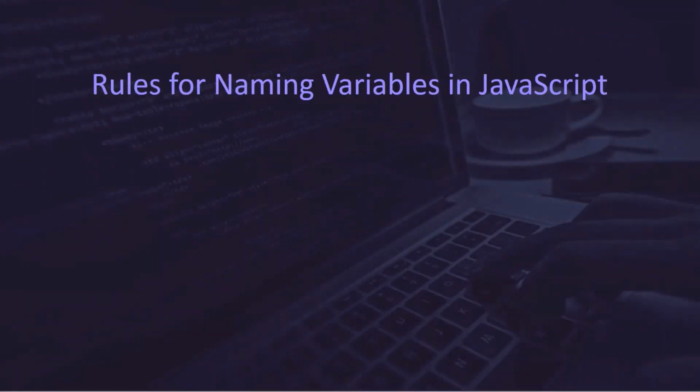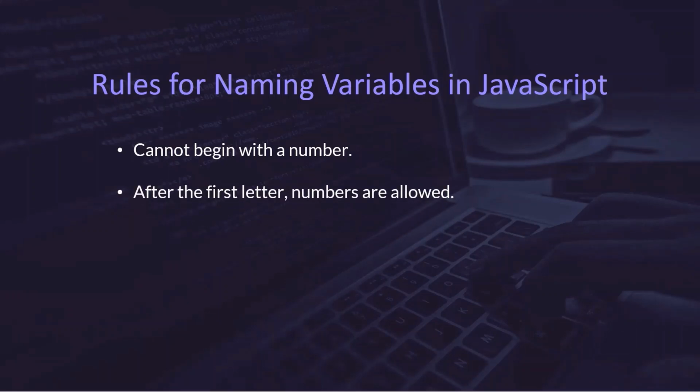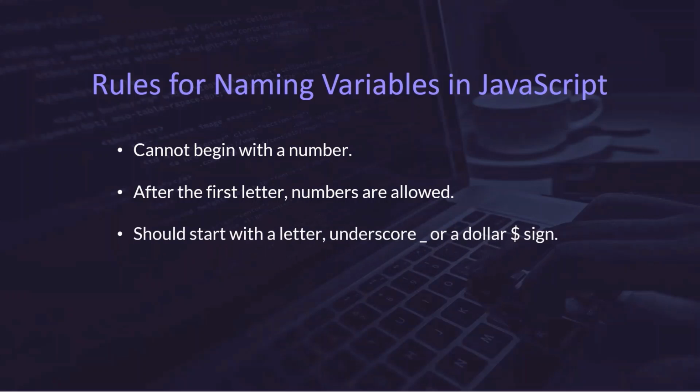There are also certain rules for naming variables in JavaScript. The first one is that it cannot begin with a number. After the first letter, numbers are allowed. And it should either start with a letter, underscore or a dollar symbol. And variables in JavaScript are case sensitive. That means the uppercase and lowercase are considered totally different in JavaScript.